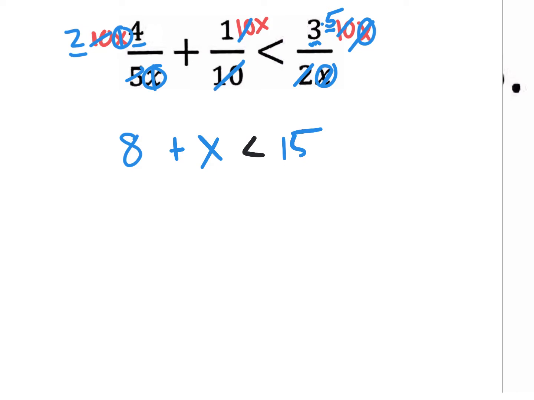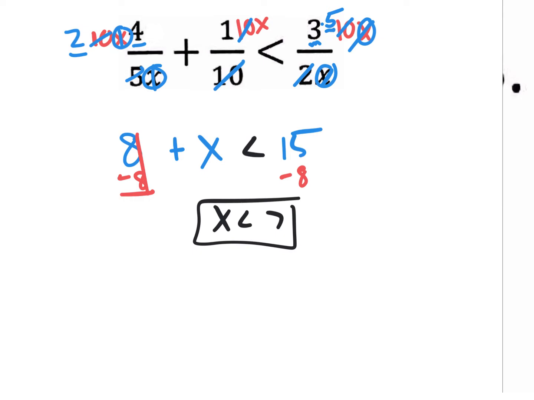So let's now continue to solve. We're going to subtract 8. Subtract 8. We have x is less than 7. That is an answer. And you don't even need the less than. You could have pretended and said that it was an equation, x equals 7, right?